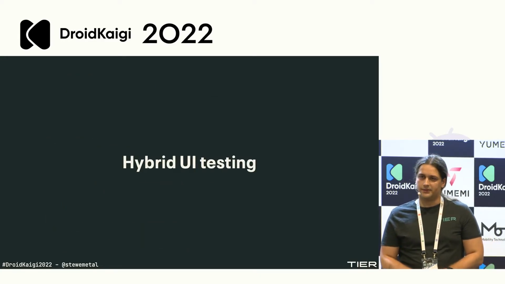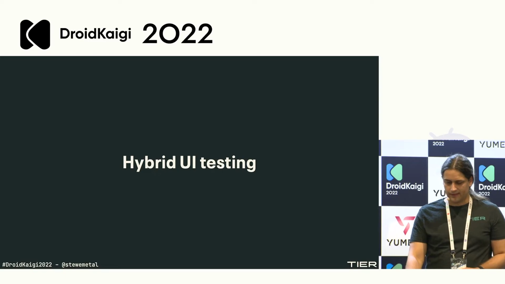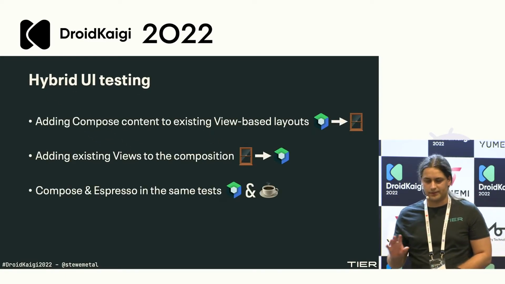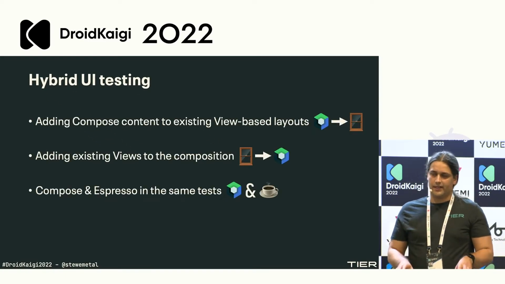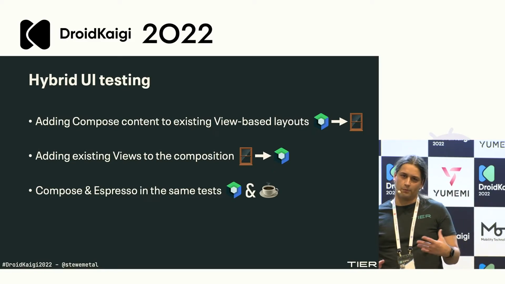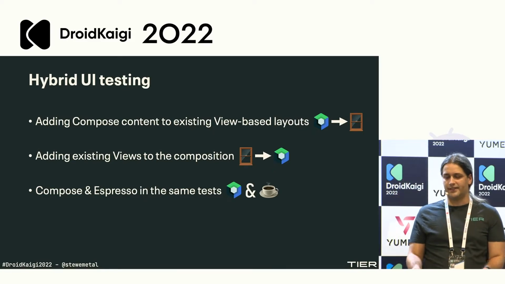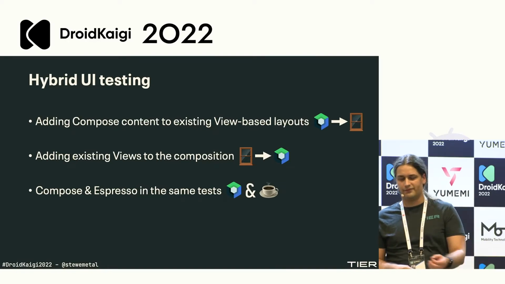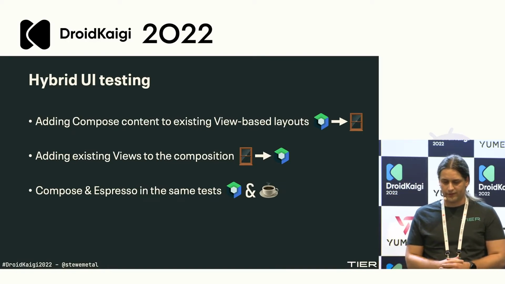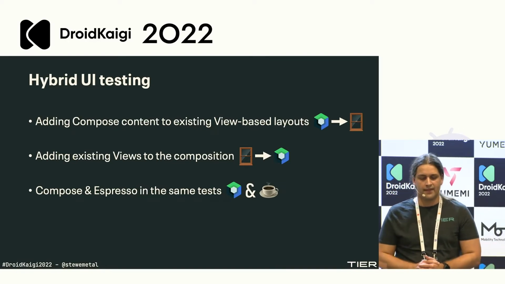Okay, let's continue with the interesting part. Let's see how we can test hybrid UIs. So first of all, what are hybrid UIs? Hybrid UIs is when you mix and match Compose and the view system views in one layout or one composable, where you add an Android view and so on and so forth.